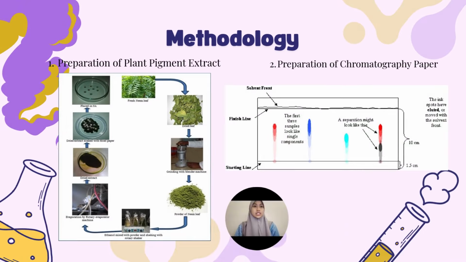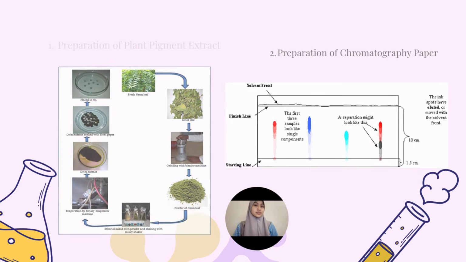For the methodology, this experiment was carried out using paper chromatography to separate plant pigments. This procedure involved four main steps. First, preparing the plant extract. Second, preparing the chromatography paper. Third, developing the chromatogram. And finally, observing and recording the results.